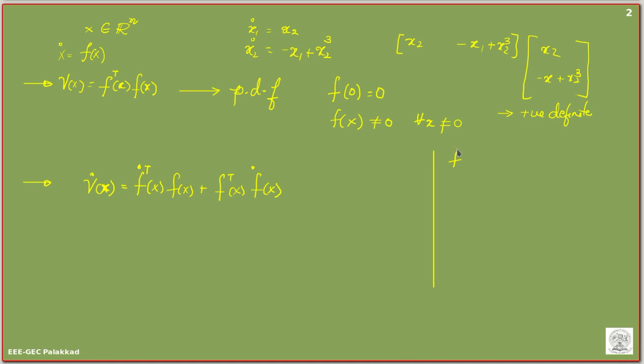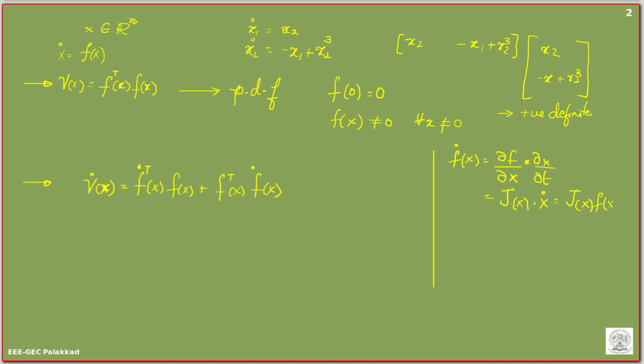f dot of x, what is f dot of x? That is dou f by dou x. The derivative of the function is equal to dou f by dou x into dou x by dou t. So what is dou f by dou x? We know that this is a Jacobian, that is j of x into dx by dt, which is nothing but x dot. So it is nothing but j of x into x dot, which is nothing but f of x. So it is f of x.